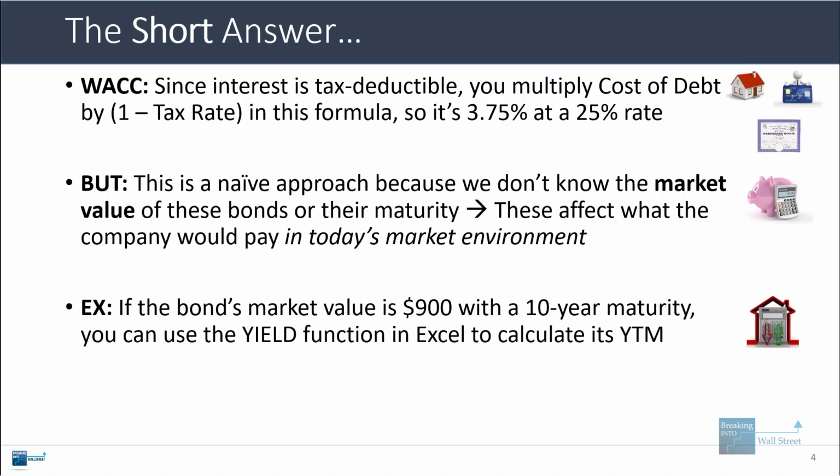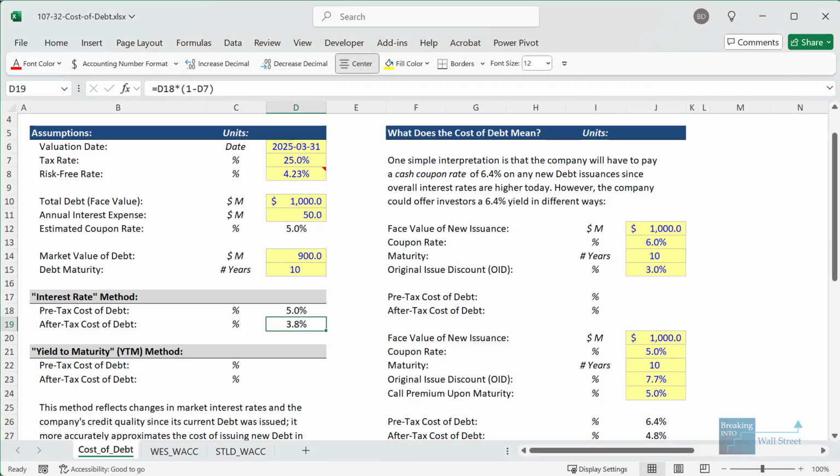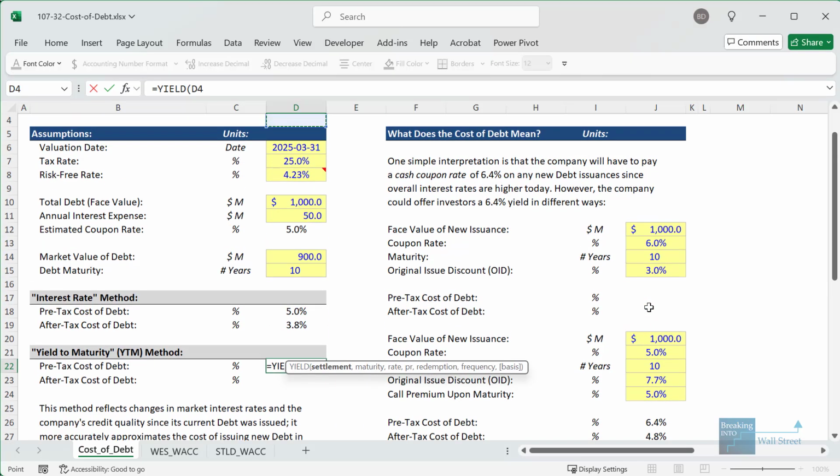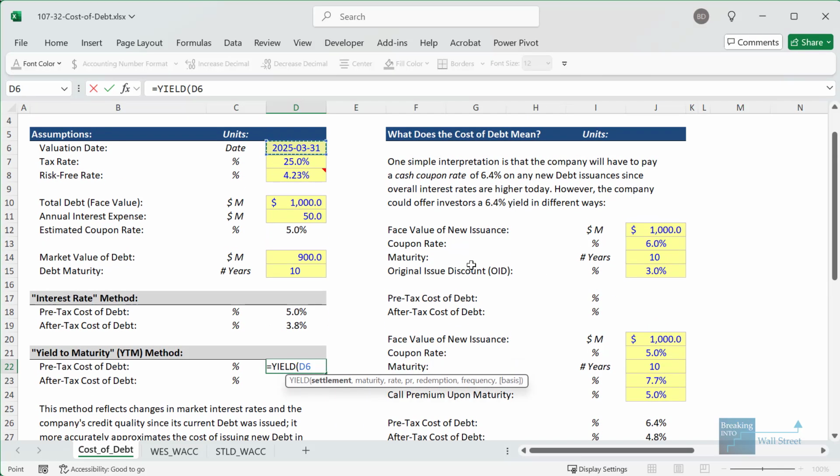So if we say that the bond's market value is $900 with a 10-year maturity, we can use the yield function in Excel to calculate its yield to maturity, or the annualized return that investors could expect to earn if they buy the bond today at this market price and hold it to maturity. Let's go down here to the yield to maturity method, and I'll enter yield in Excel. For the settlement date, let's enter the valuation date. We're taking the end of the last quarter here, March 31st.